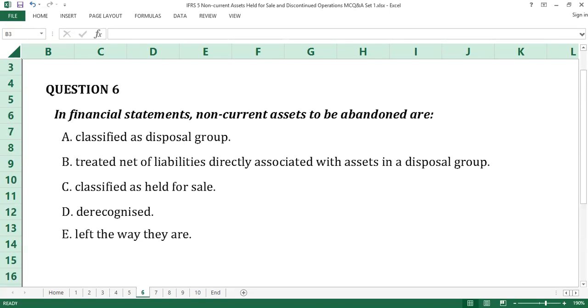Question number 6. The answer to question number 6 is E. Left the way they are. Non-current assets that are to be abandoned are left the way they are in the financial statements until they meet the requirements to be classified as held for sale or the criteria for their derecognition. Where non-current assets to be abandoned are part of a disposal group to be abandoned, which qualify as part of a discontinued operation, the results and cash flows are presented as part of discontinued operation at the date the non-current asset cease to be used. E is the answer to question number 6.